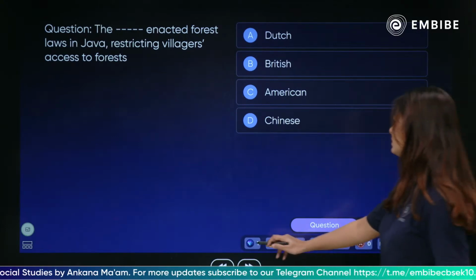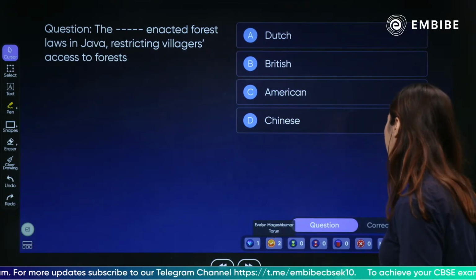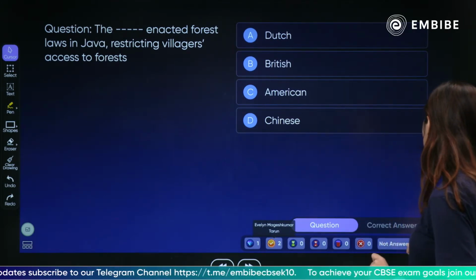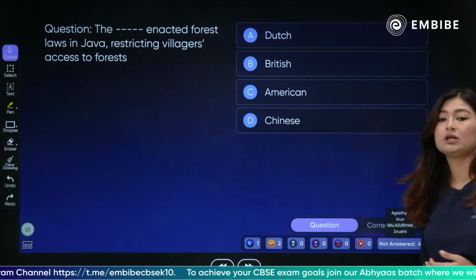Okay, guys. Mohammad Rehan, perfect answer, correct timing, good job. Evelyn and Tarun ने भी सही जवाब दे दिया है. I'm waiting for Agastya, Arun, Bala Suryan and Drushti to answer, guys.